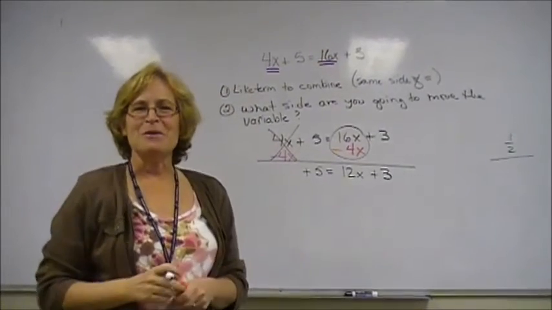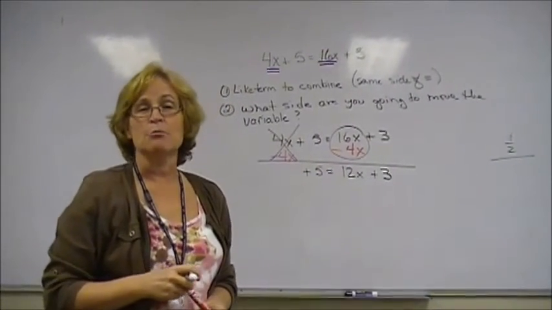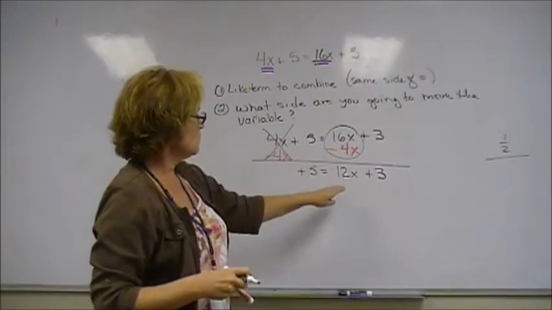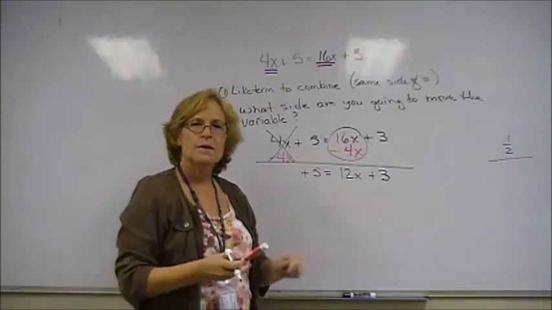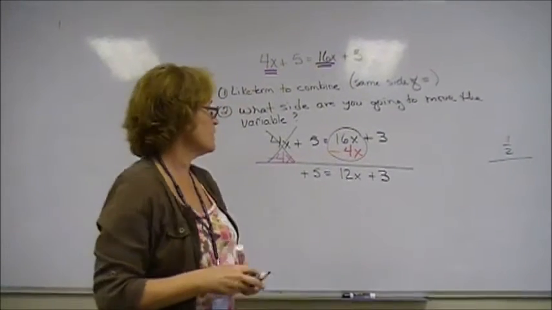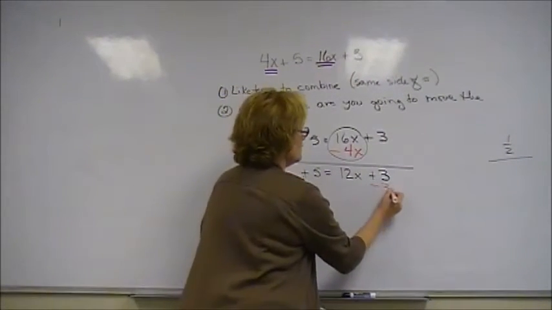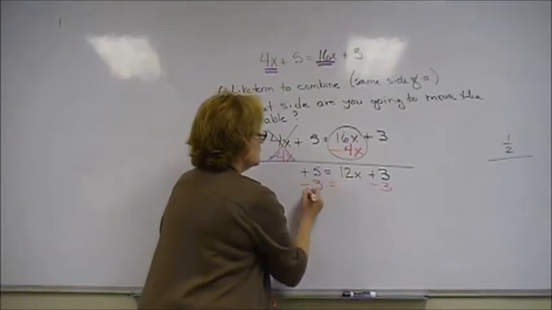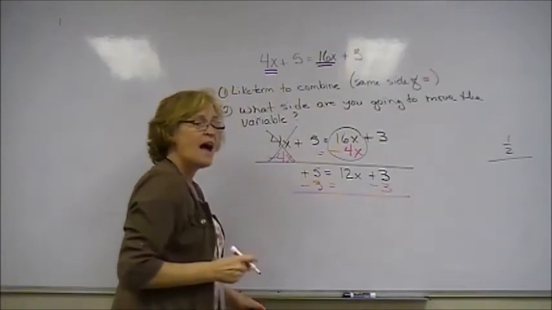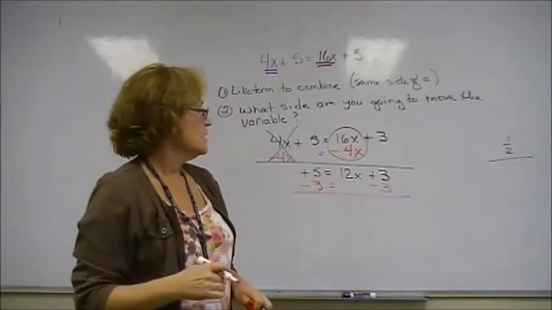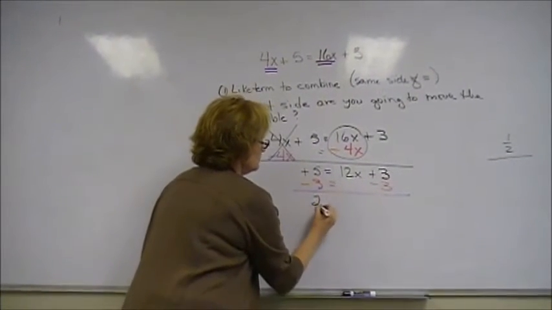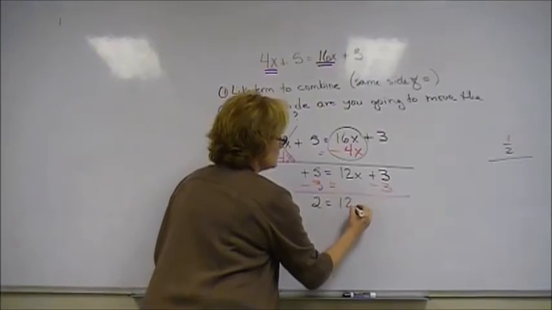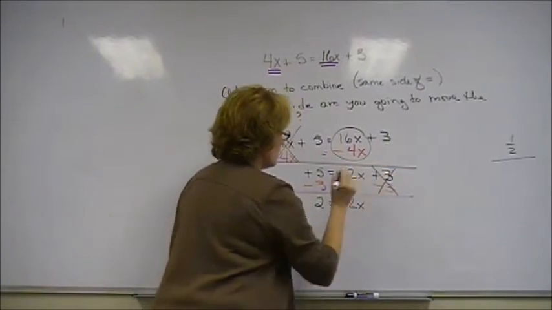Now I'm back to what we've had before, and now I have a multi-step problem. My variable is on the right side, which means I need to move my positive 3. My additive identity property says I'm going to add negative 3 to both sides. Therefore, I have reflexive, and when I combine like terms, 5 minus 3 is 2, 12x, and these cancel out again.